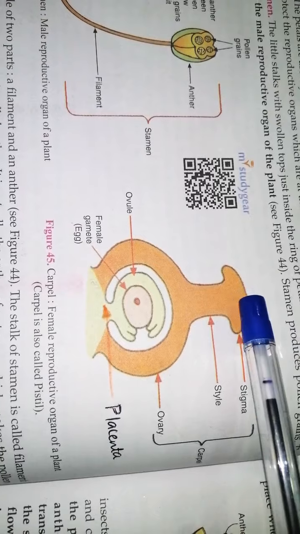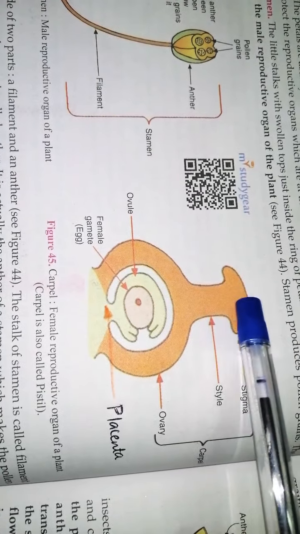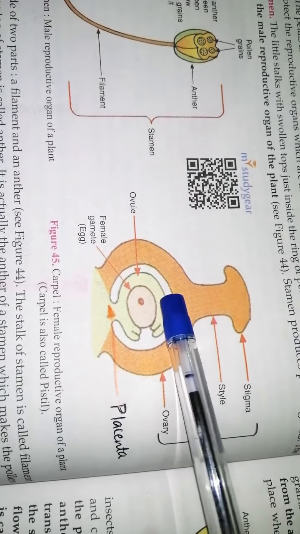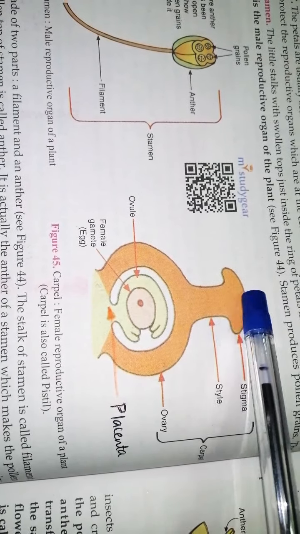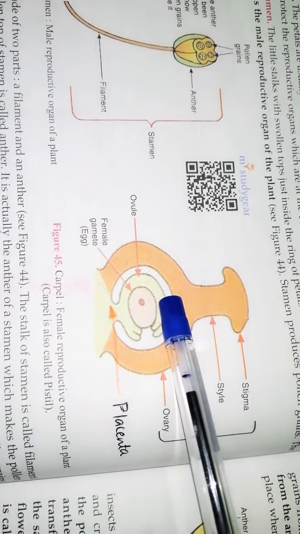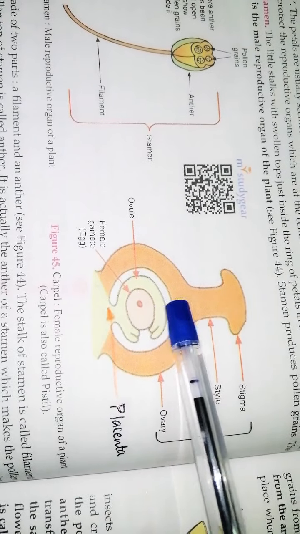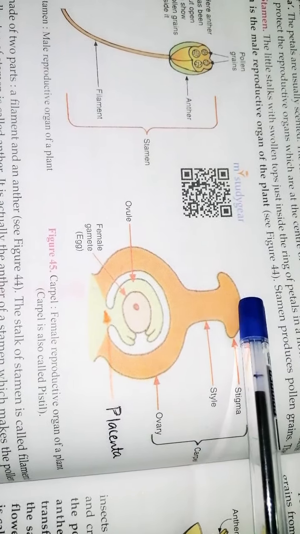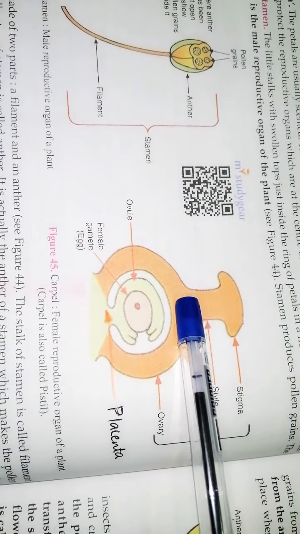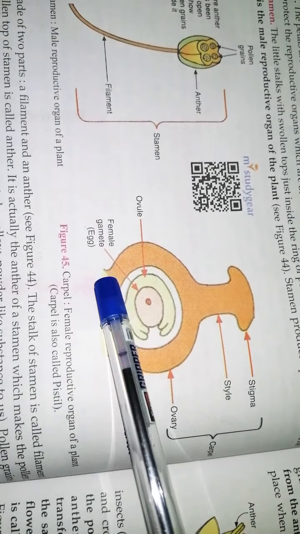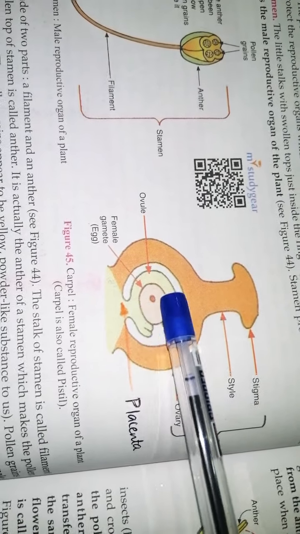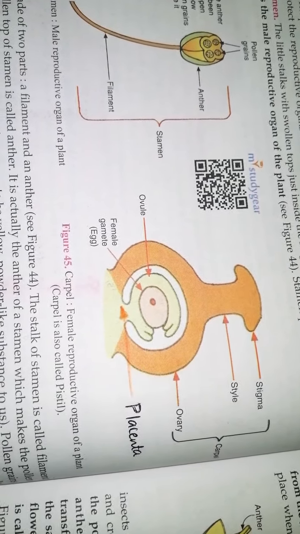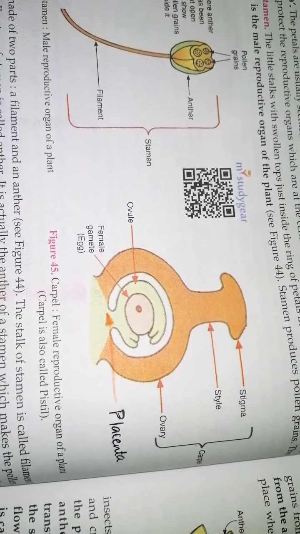There is one more tube present in the style, which is known as the pollen tube. Now this pollen tube is the straw-like structure which is present inside this style. It travels from stigma through style and then enters the ovary and till the ovule. Now this small straw-like tube is known as the pollen tube.